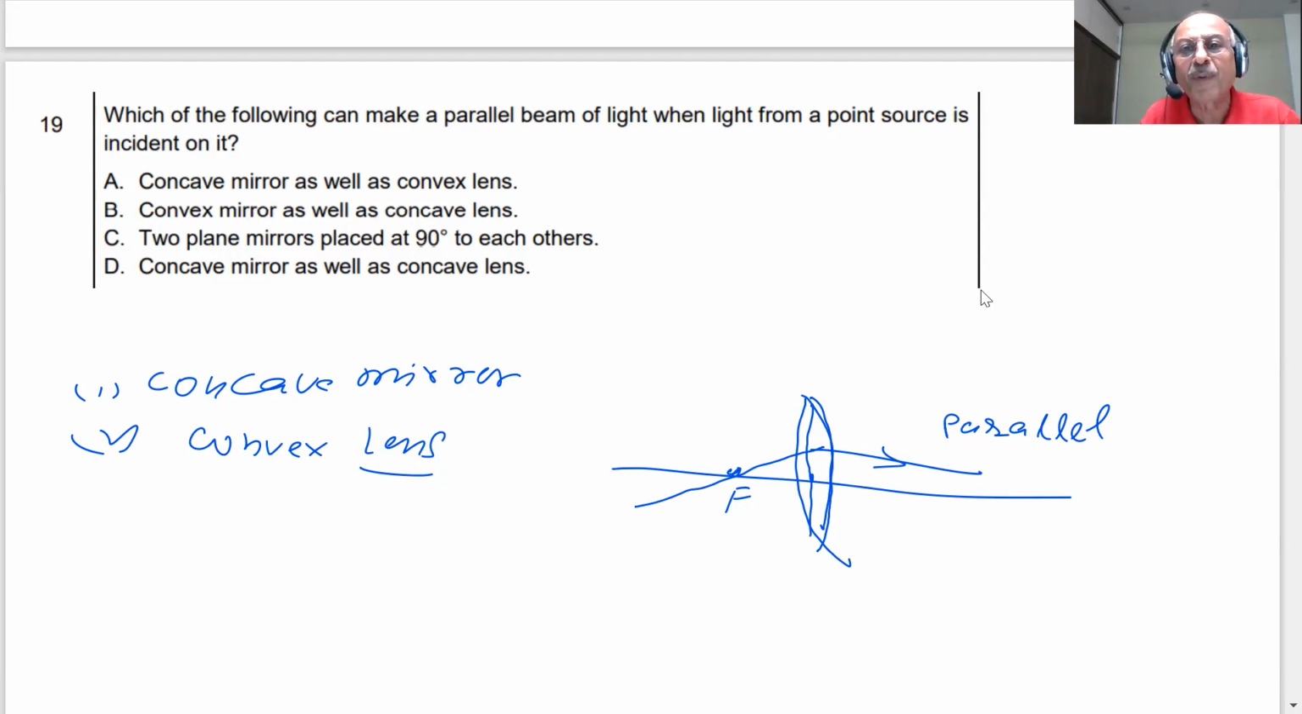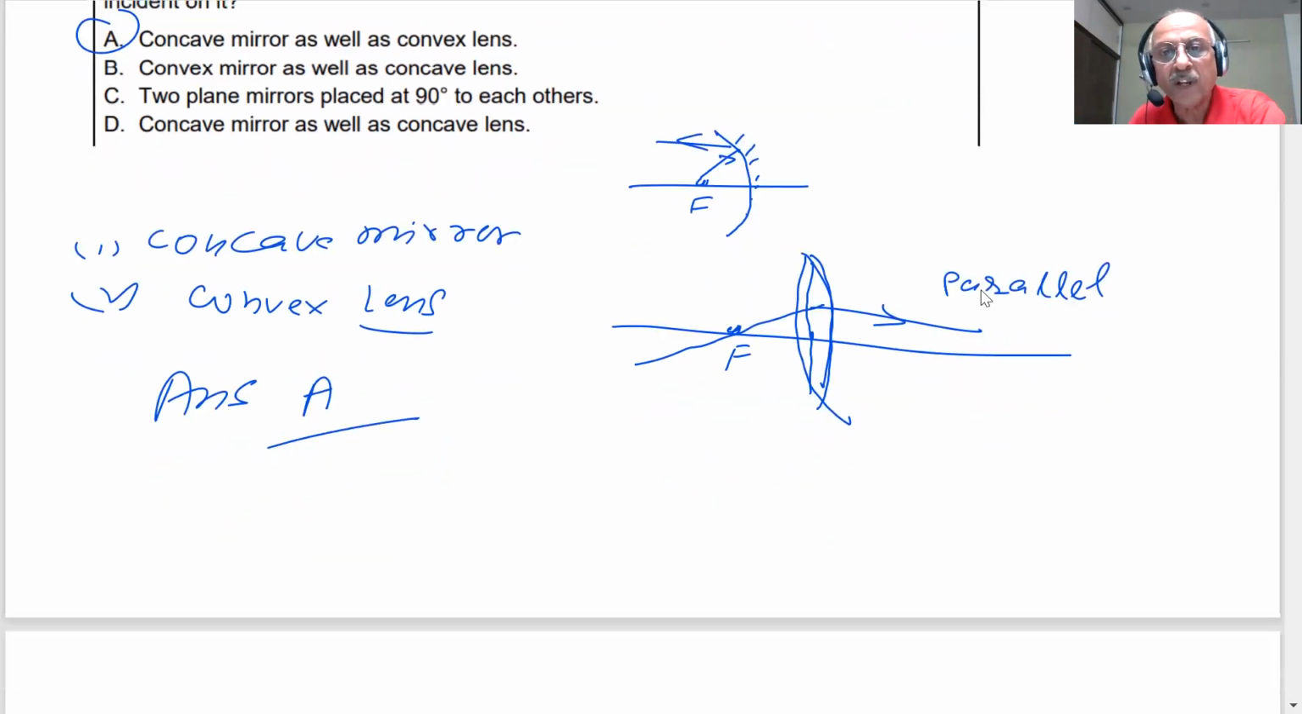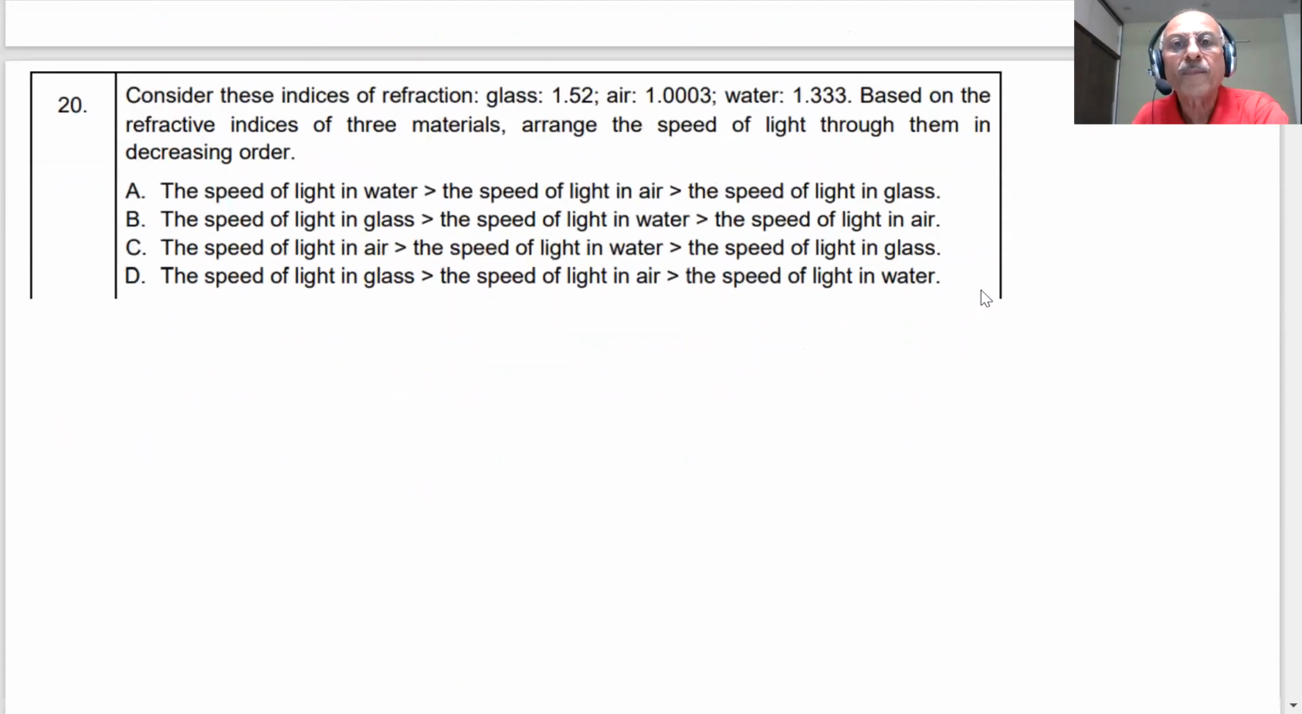So similarly, what happens in the concave mirror, student? If this is the focus, and the rays of light are incident on this, what will happen? They will become parallel. So concave mirror and convex lens, student. So the answer is A, student. A is the correct answer. Let us go to the next question, student.